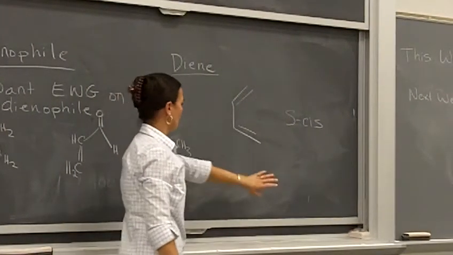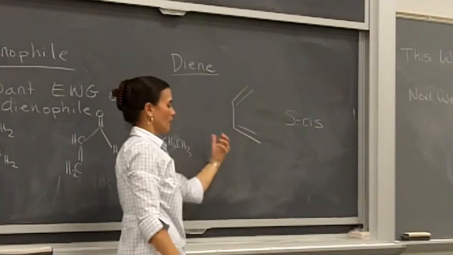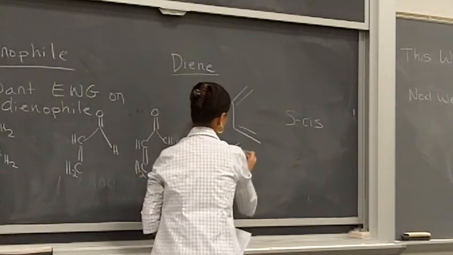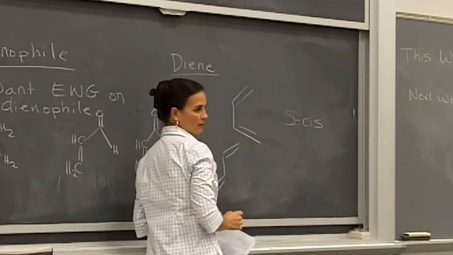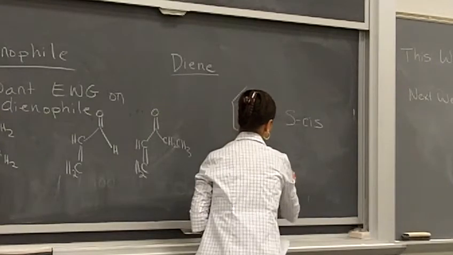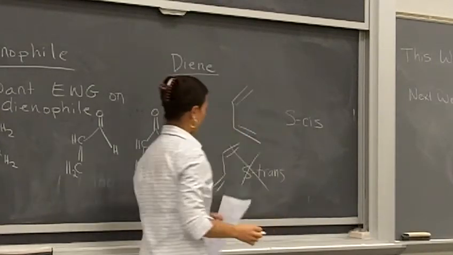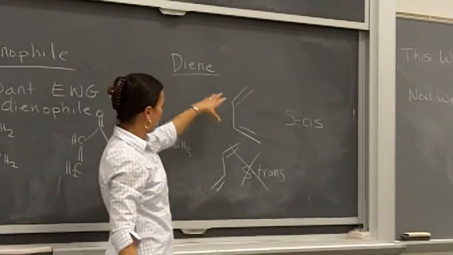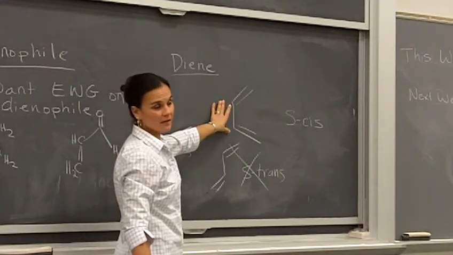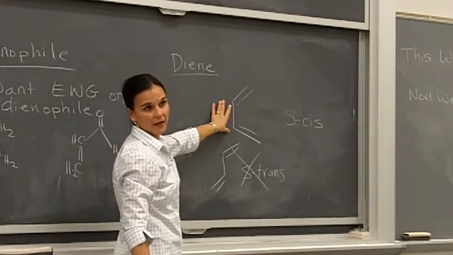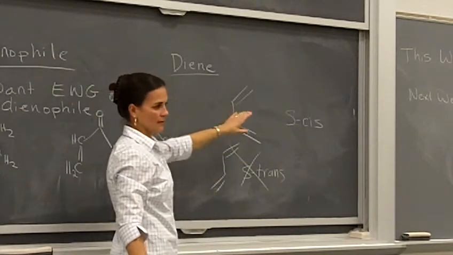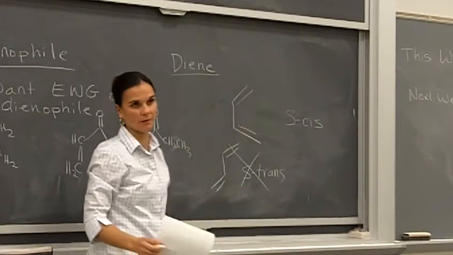Okay? If you have it flip the other way, if you have it looking like the S, so this is S-trans, it won't react. Okay? So it has to be S-cis. So either it's got to have a reason to be in this conformation or be fixed in this conformation so that it will react. Okay? And our diene is set in that conformation, so it's going to be really reactive.